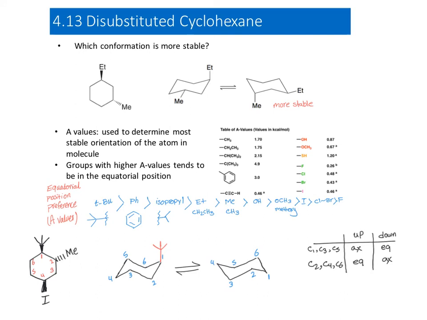Then the next group is on carbon 2, which is in the dash, and it's a methyl. Dash means down on carbon 2, so it should be in the axial position. Okay. And then I have iodine on carbon 4. It is in wedge, so the wedge means up. Carbon 4 should be in equatorial position.